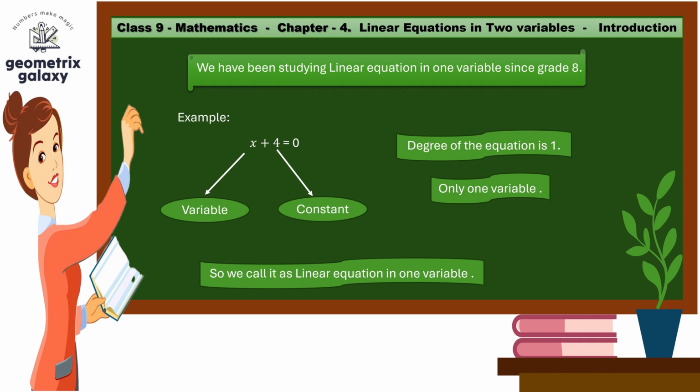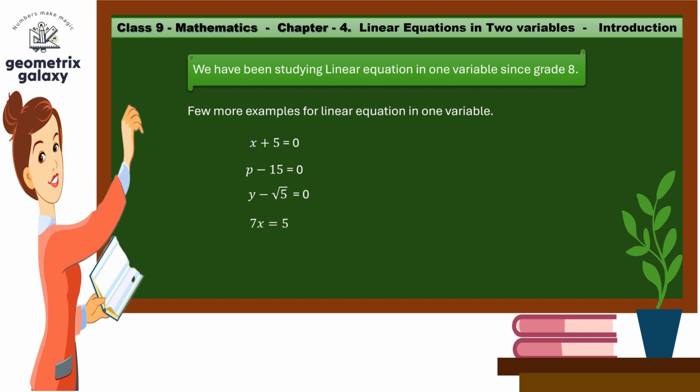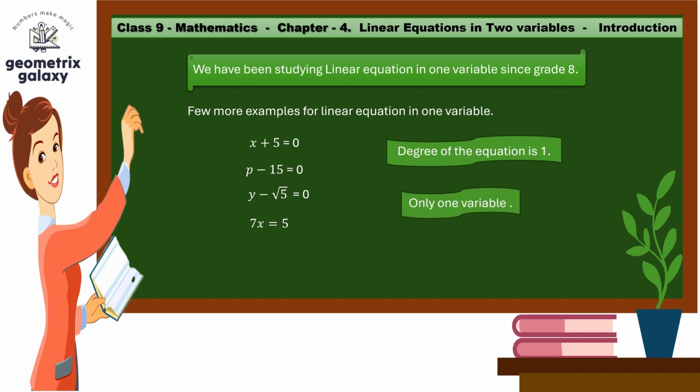Now let us see a few more examples of linear equation in one variable. x plus 5 is equal to 0. p minus 15 is equal to 0. y minus root 5 is equal to 0, 7x is equal to 5. If you examine all the equations, the degree of all the equations is 1 and there is only one variable in each equation. So, these are all examples of linear equation in one variable.